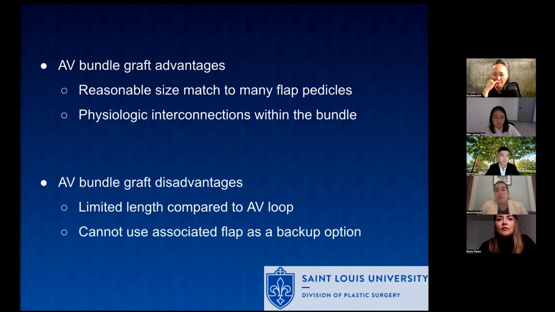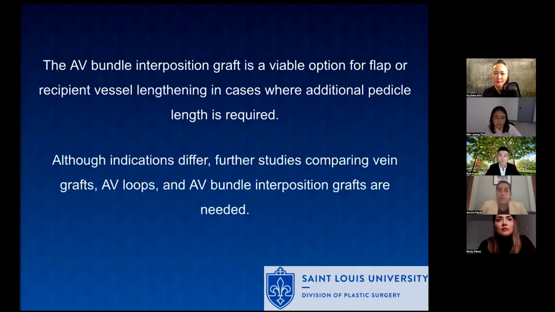Disadvantages of the AV bundle graft include shorter length compared to AV loops. So for very long discrepancies between flap and recipient vessels, this may not be the best option. And then, of course, you cannot use the flap that is associated with that pedicle. Should you take the pedicle and then require the flap at a later date, it's no longer an option to you. So the AV bundle interposition graft is a viable option for flap or recipient vessel lengthening in cases where additional pedicle length is required.